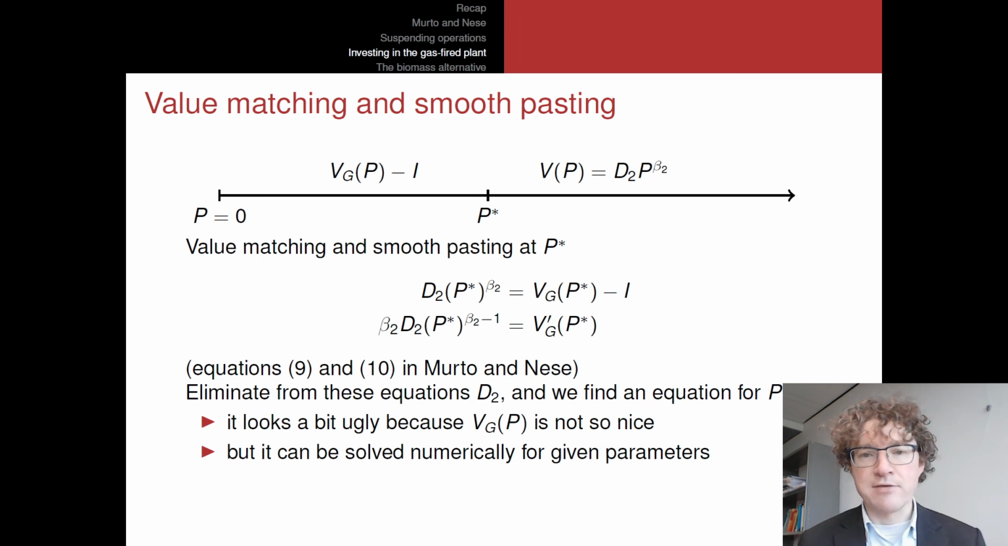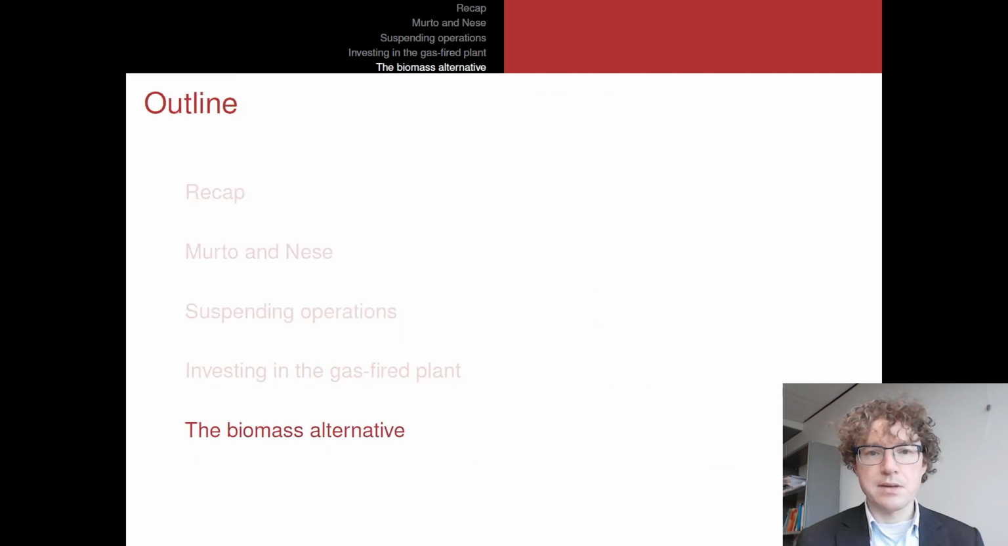They plot a graph of what this value of P star will be for given parameter values, in particular also for the given volatility of that price process. So you can solve for P star, for this single equation in P star that you get, numerically. Okay, so that completes our analysis in the simpler case in which we only have to make the decision to invest or not to invest in this gas-fired plant.